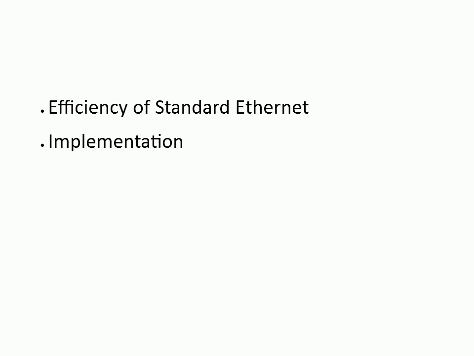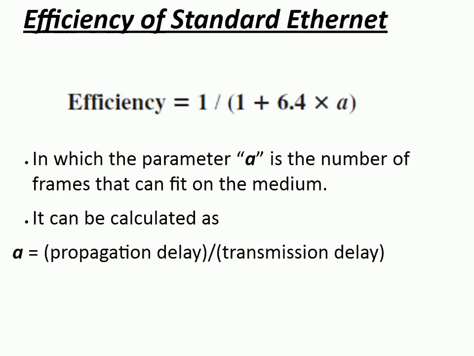So here I'll continue with module 2 and I'll be discussing the efficiency of standard Ethernet and its implementation. The efficiency of a standard Ethernet is given by this equation: 1 divided by 1 plus 6.4 times A, in which A represents the number of frames that can fit on the medium, and it can be calculated by the formula A is equal to propagation delay divided by transmission delay.